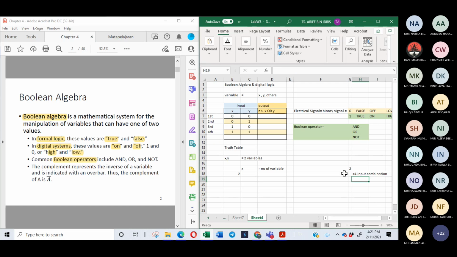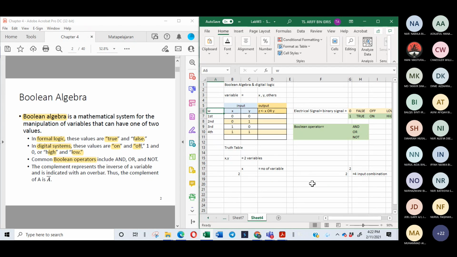Are you clear, class? Yes. How do you get 4 input combinations? Why didn't we extend into 5 or 6 input combinations? It depends on the number of variables that we have. Let's say we have w, x, and y. How many variables do we have? 3, right?